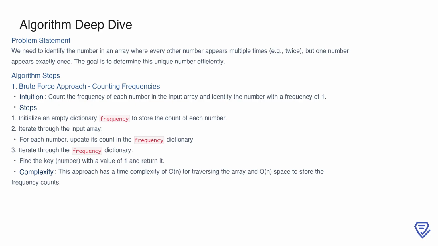One approach is the brute force method, where we count the frequency of each number in the array. Here's how it works. First, we initialize an empty dictionary to store the frequency of each number. As we iterate through the array, we update the count for each number in this dictionary. Finally, we traverse the dictionary to find the number that has a frequency of exactly 1 and return it. While this approach is straightforward and works in O(n) time for traversing the array, it requires additional space proportional to the size of the input, specifically O(n), to store the frequency counts.